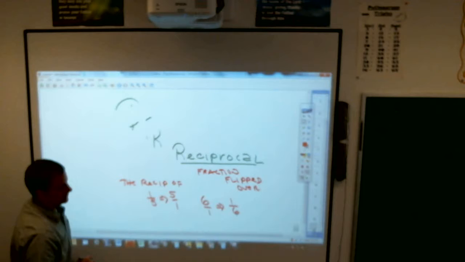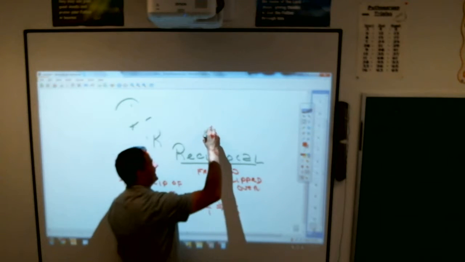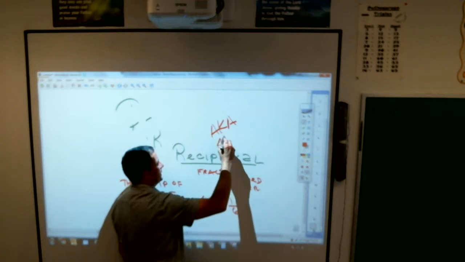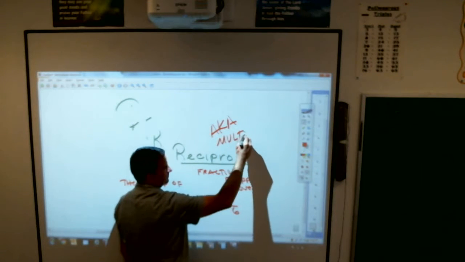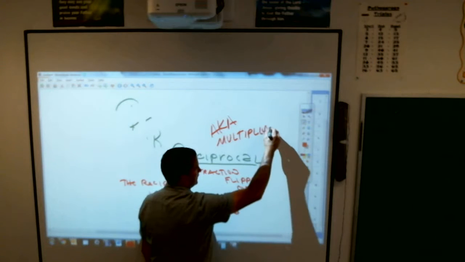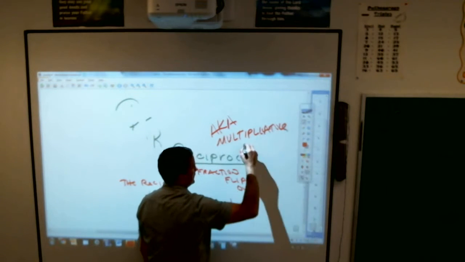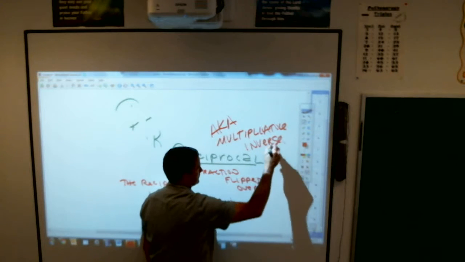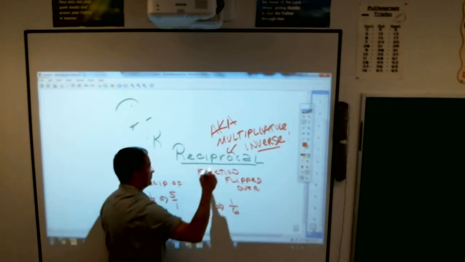The reciprocal is also called the multiplicative inverse. Multiplicative inverse. Same name for reciprocal.